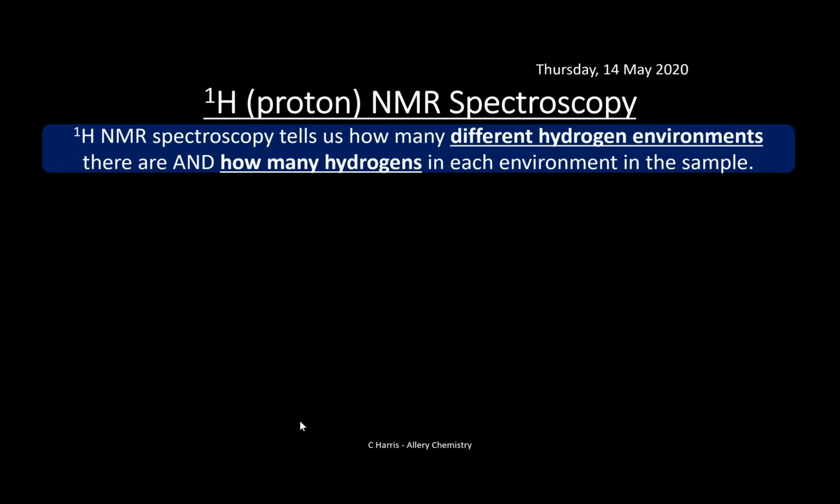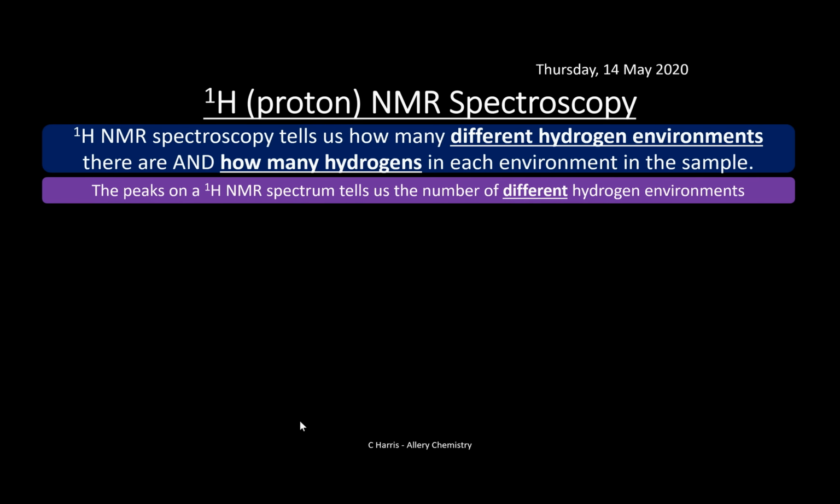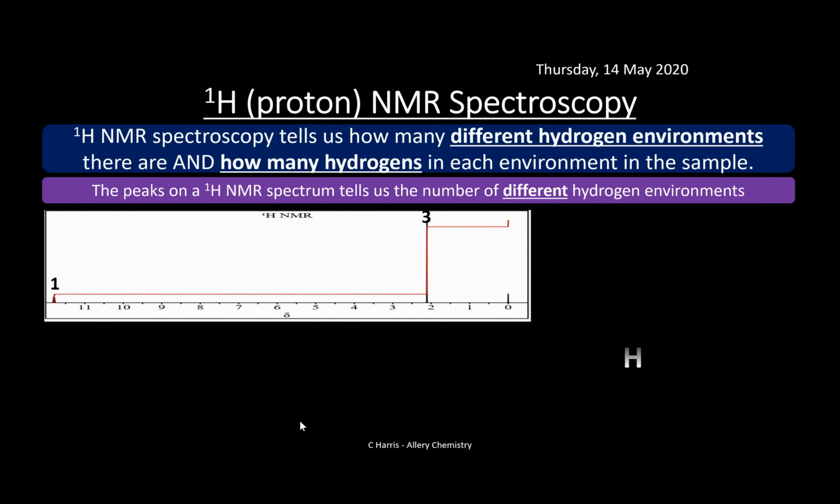Proton NMR spectroscopy tells us how many different hydrogen environments we have, and it tells us how many hydrogens we have in that environment. So this is good, because carbon NMR didn't tell us exactly how many carbons are in that environment. It just tells us there are this many environments. So proton NMR has got a little bit more detail here. The peaks on a proton NMR spectrum tell us the number of different hydrogen environments. That's exactly the same as carbon NMR, except we're looking for hydrogen, of course.